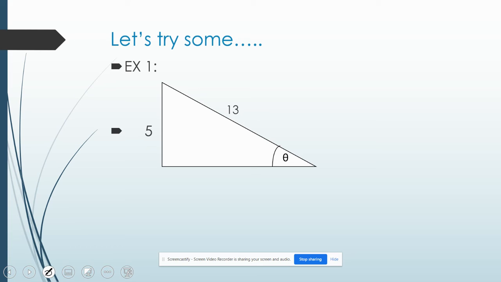So I'm going to try a couple with you. We're going to start here. Our right angle is over here in the corner. I'm sorry that it didn't end up getting marked when I translated this over. And then we have our theta over in the right corner. That makes 5 our side opposite. Our side adjacent is on the bottom, and then 13 is our hypotenuse.